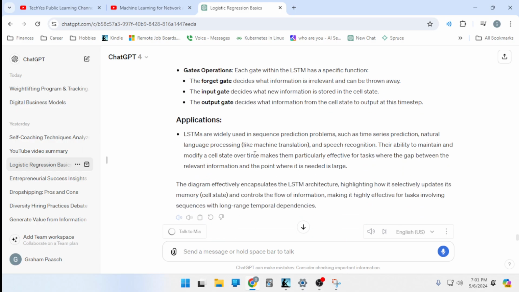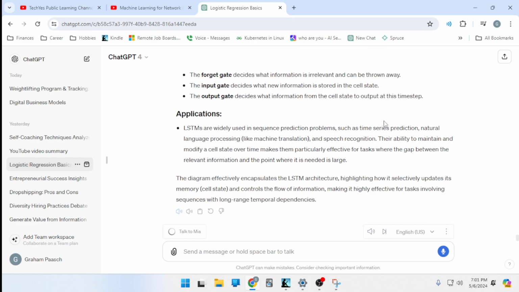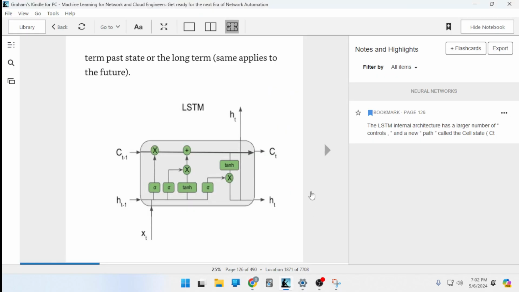Applications. LSTMs are widely used in sequence prediction problems, such as time series prediction, natural language processing, like machine translation, and speech recognition. Their ability to maintain and modify a cell state over time makes them particularly effective for tasks where the gap between the relevant information and the point where it is needed is large. The diagram effectively encapsulates the LSTM architecture, highlighting how it selectively updates its memory, the cell state, and controls the flow of information, making it highly effective for tasks involving sequences with long-range temporal dependencies.